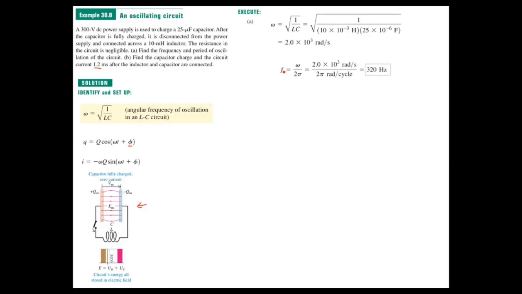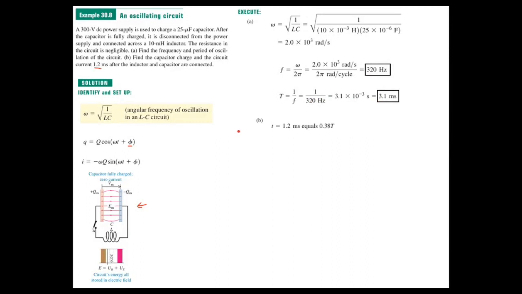So here's a diagram of the system where I have the capacitor and the inductor, and here's the switch that's closed at t equals 0. Starting with part A, the angular frequency is 1 over the square root of LC, which is going to be 2 times 10 to the 3 radians per second. The frequency in hertz is omega over 2 pi, which is 320 hertz, and the period is 1 over the frequency, which is 3.1 milliseconds.